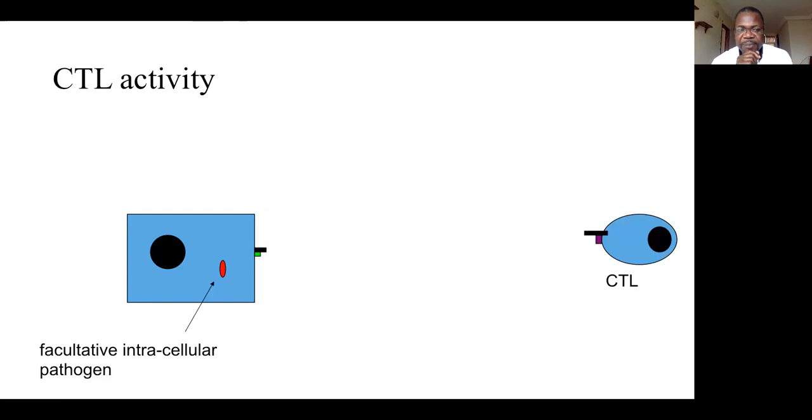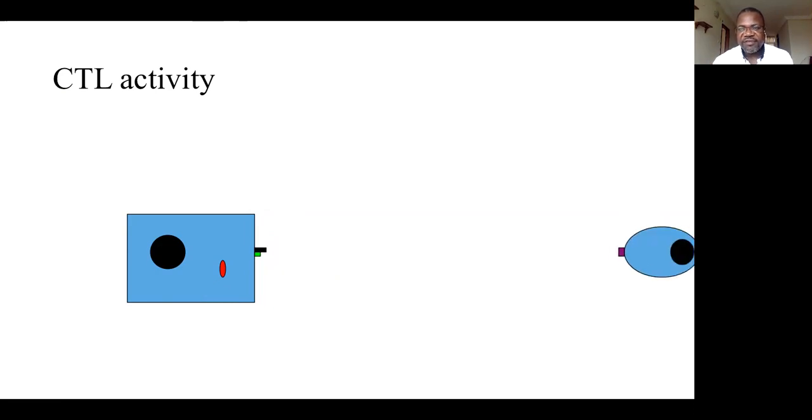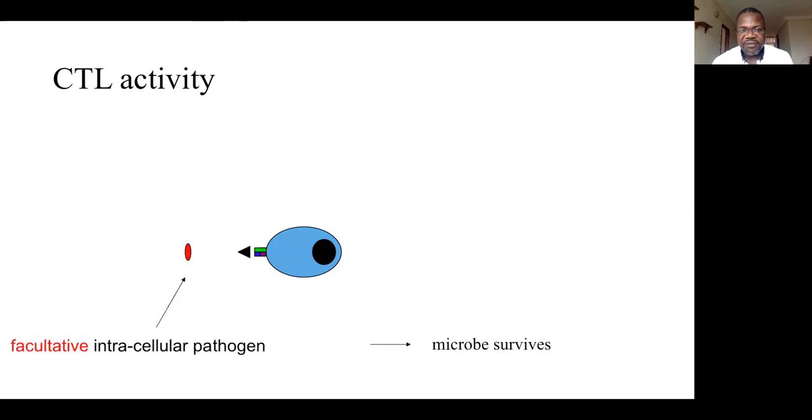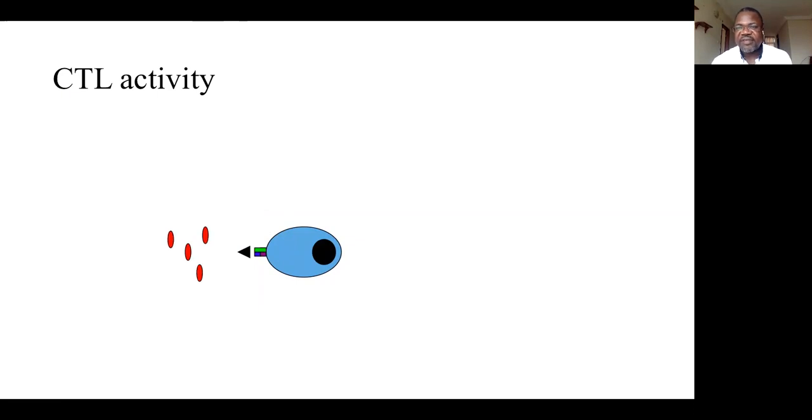But if the bacteria is a facultative intracellular pathogen, not an obligate one, even if there is the activity of the T cells, the CTL activity, it attaches, it creates a perforin complex, it enters, it destroys the cells. After destroying the cells, because this is a facultative intracellular bacteria, it can still survive outside the cell. So it will still replicate.